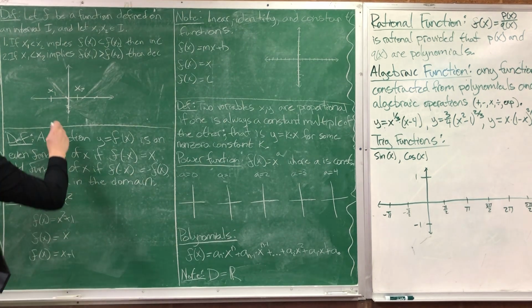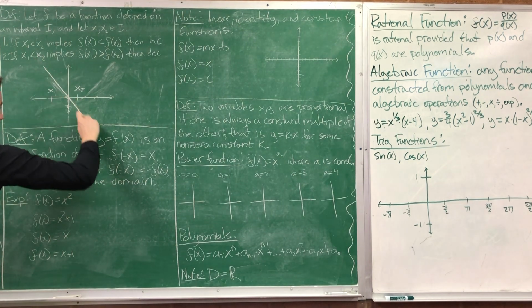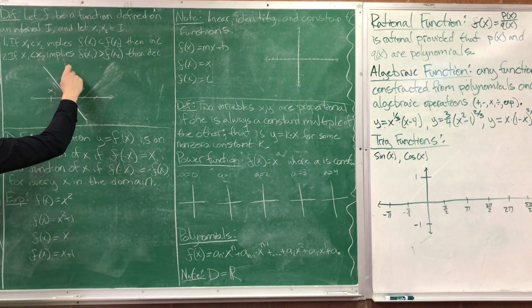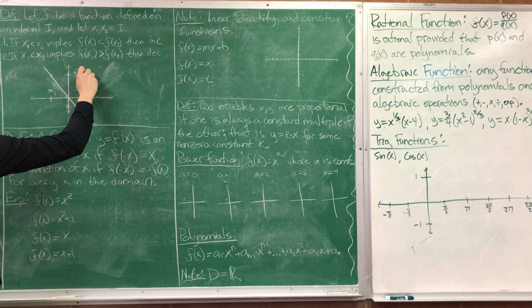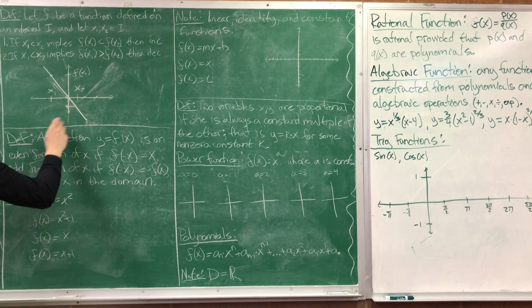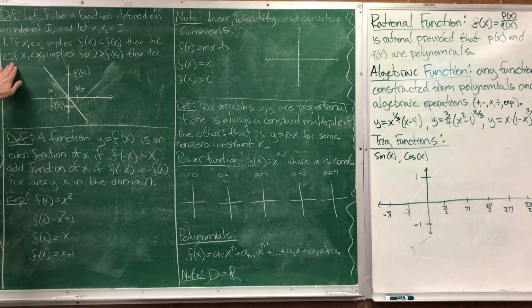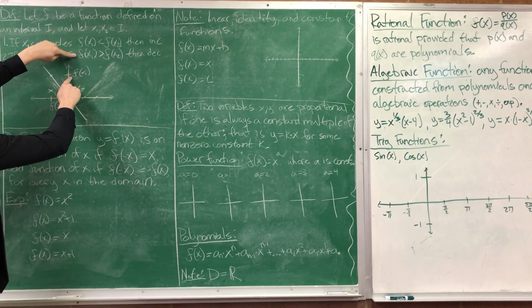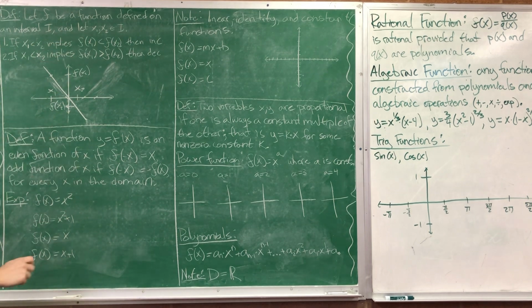So now let's do a decreasing function. So here's a decreasing function now. Here's x1, here's x2, f of x1 is the height of this point, here's f of x1, and f of x2 is the height of this point, here's f of x2. Now, if x1 is less than x2 implies f of x1 is greater than f of x2, then the function's decreasing.